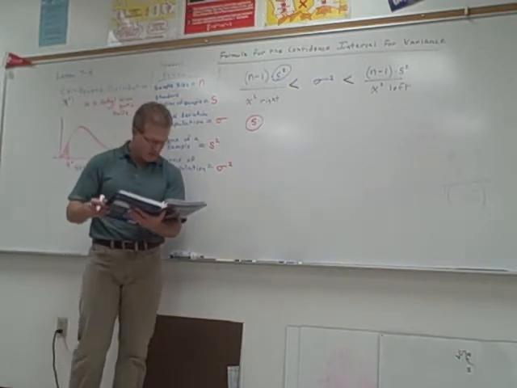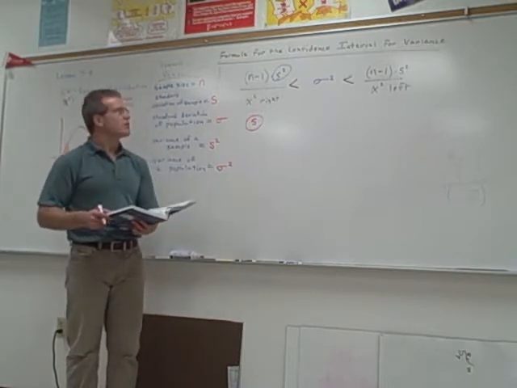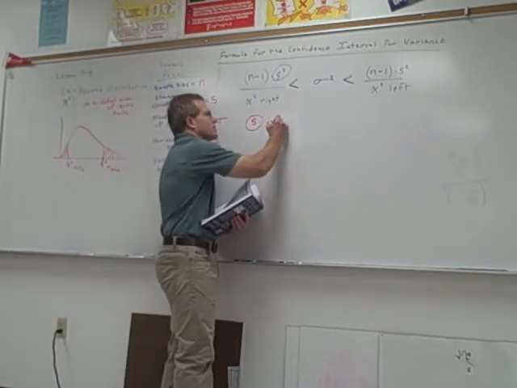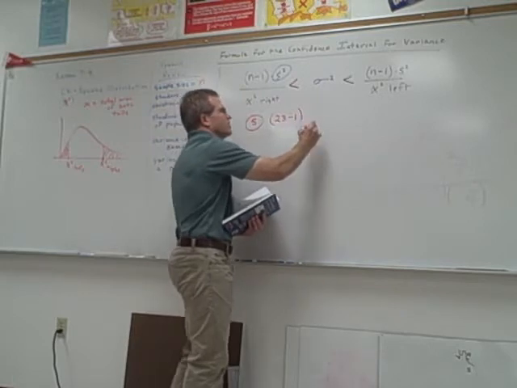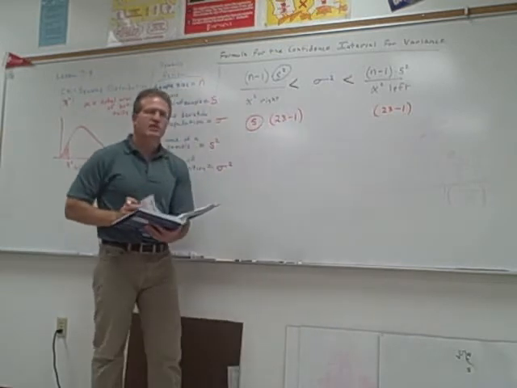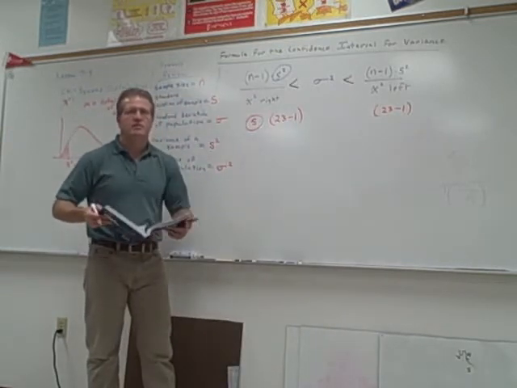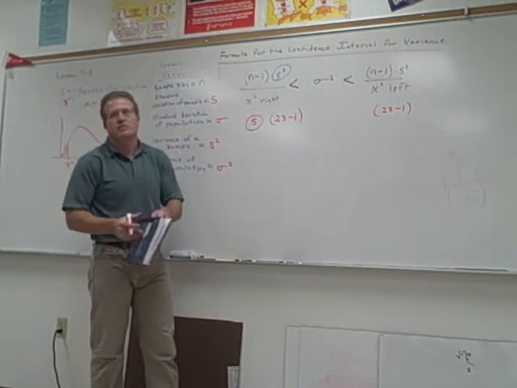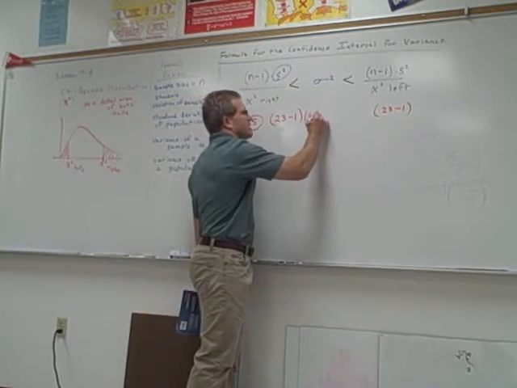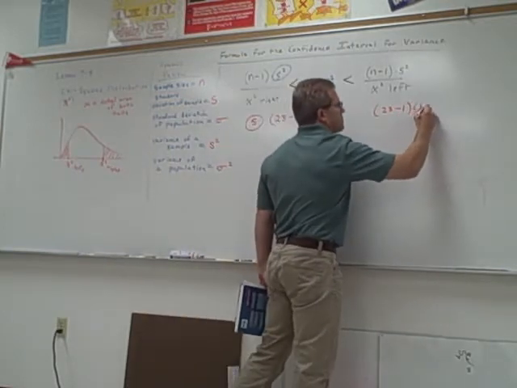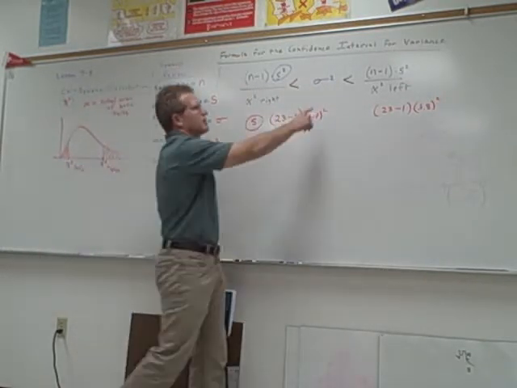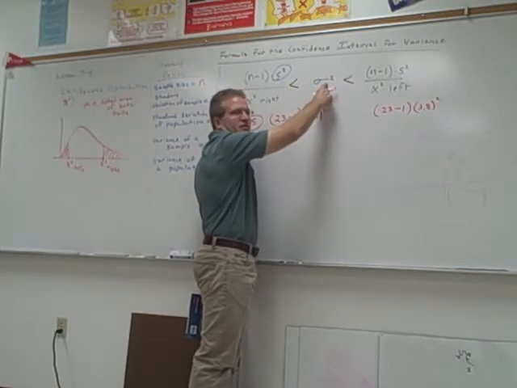So it says they have a sample of 23 telephone orders. So I put 23 in for which variable? N. Yep. So you're going to have 23 minus 1 in the numerator of the left fraction. Same thing over here, 23 minus 1. And it says the standard deviation of that sample was 3.8 minutes. So I put 3.8 in for which variable? The S. Yep. 3.8 squared. They're not ever going to give you the population standard deviation, because that's what we're trying to predict, the population variance.